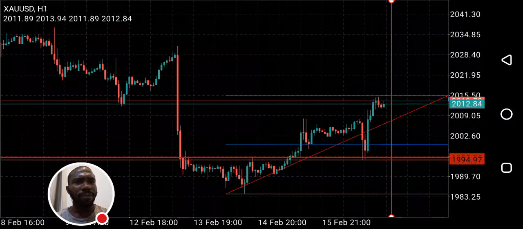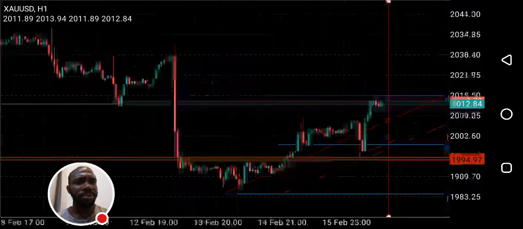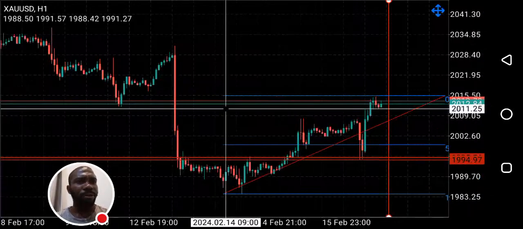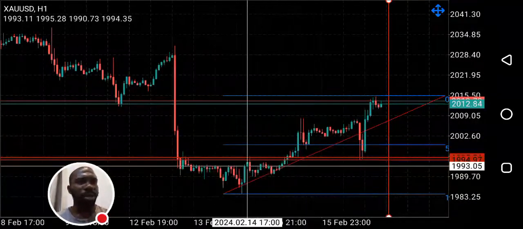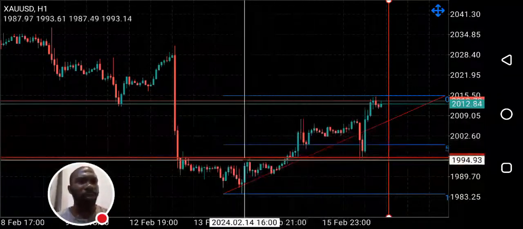What structure do we have here on 1 hour? There's a break of structure here. You can see on 1 hour there was a break of structure. You can see what played out here.